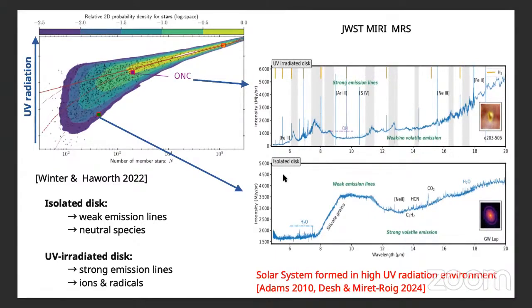Also, it was mentioned in very recent reviews that the solar system has been formed in a high UV radiation area. So understanding the UV impact on protoplanetary disks will basically help us understand how our solar system formed.